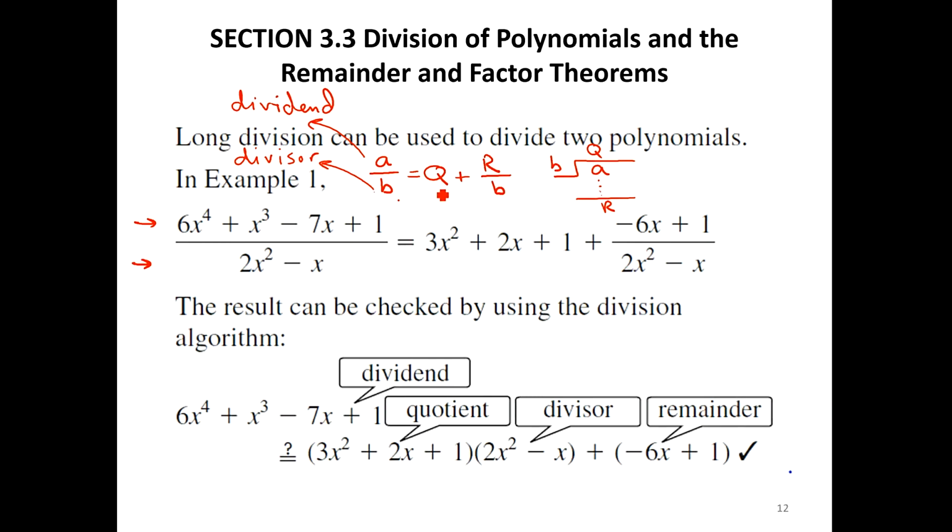This is the quotient, and R is the remainder. Okay, these are the parts of division of polynomials.